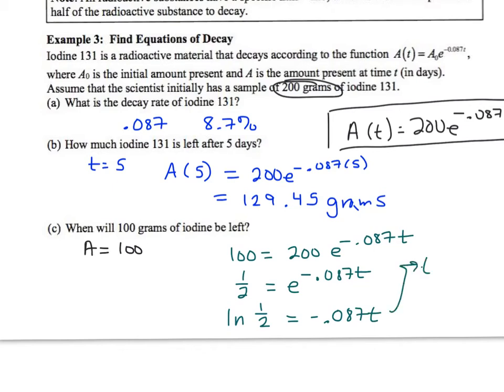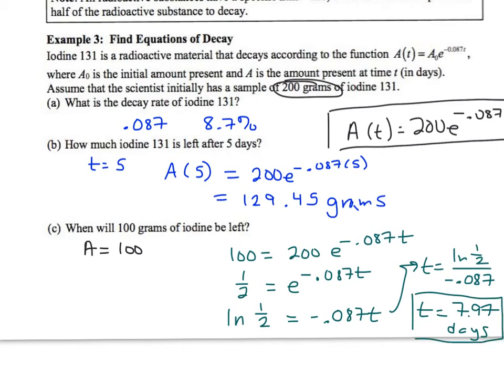So of course t is going to equal the natural log of 1/2 divided by negative 0.087. And don't fret about the negative 0.087 because the top is going to be negative as well. The natural log of 1/2 is negative as well. So when you divide those two things, you get a positive number, 7.97. And in this case, since it's time, this is in days. Our previous example was in hours. This one's in days. Every one can be different depending on how it's growing and how it's decaying.